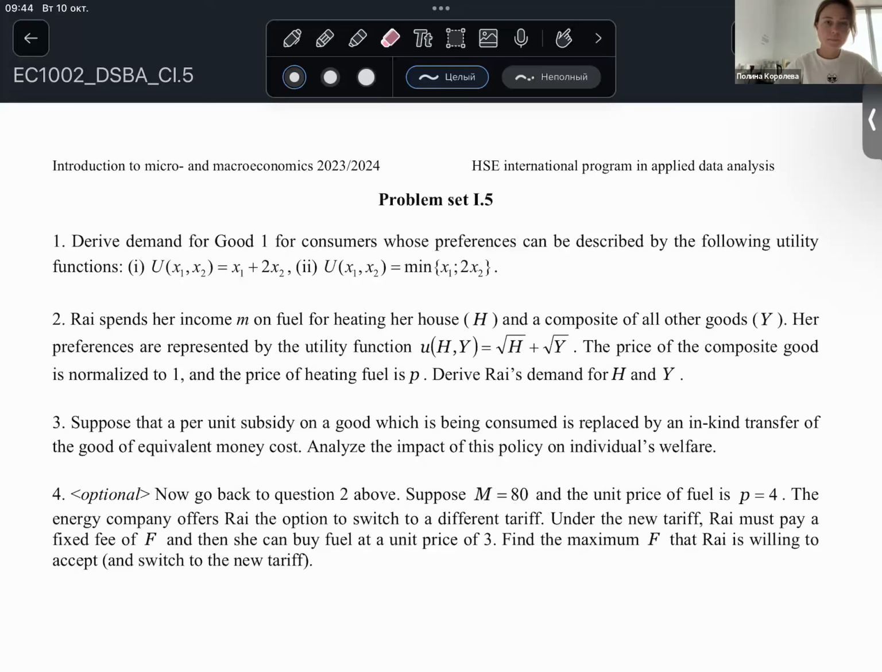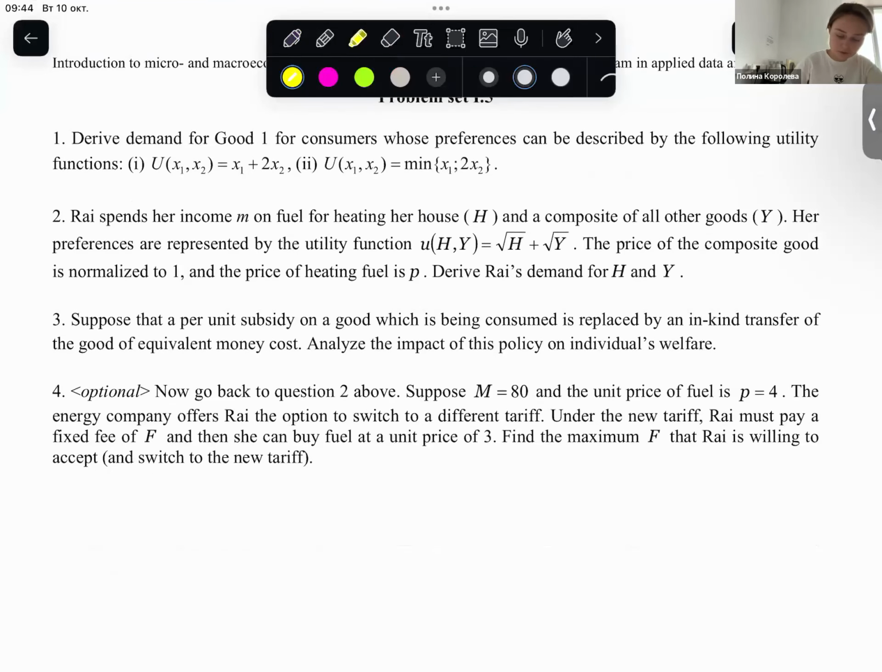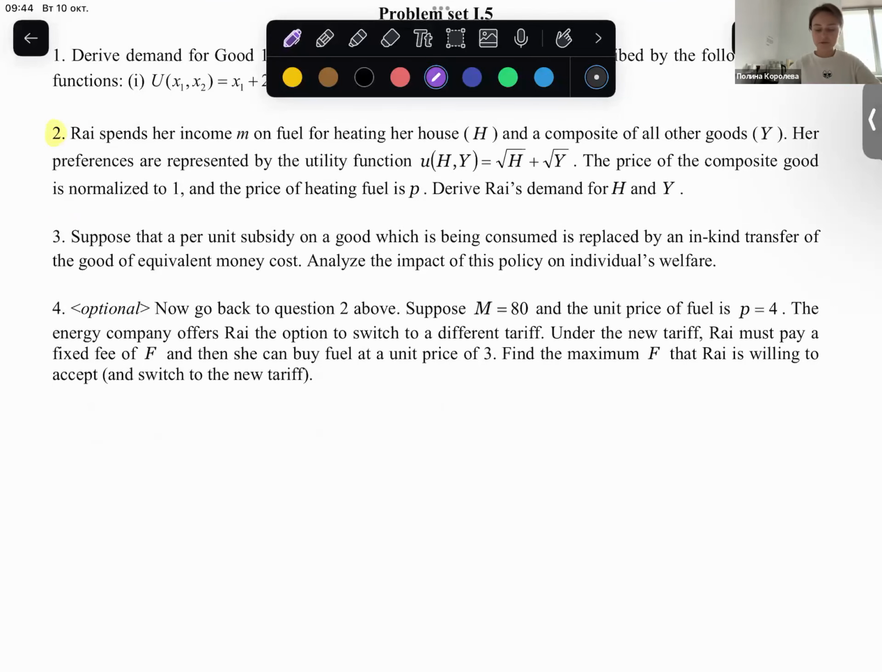Today, we will discuss the demands on our goods. In the previous class, I explained to you how to solve the utility maximization program. And we will start from standard preferences. First of all, we will do number 2. So let us write down the utility maximization program. Number 2.